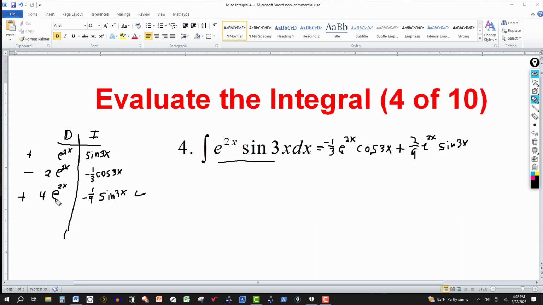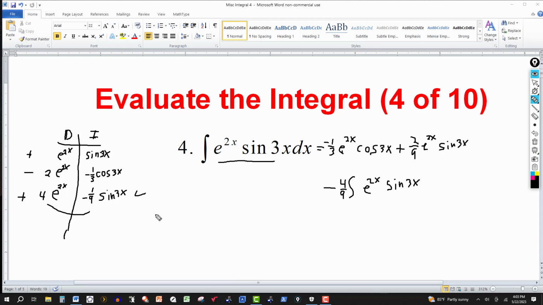Since when the row repeats the original integral, you stop there, but you still take the sign with it, so this is going to be a minus here. This will be a minus the integral. This minus is because of this minus 1/9 here. And I'm going to take the 4/9 out, because it's going to be 4 times the negative 1/9. So factor that out. And then I get e to the 2x sine of 3x.